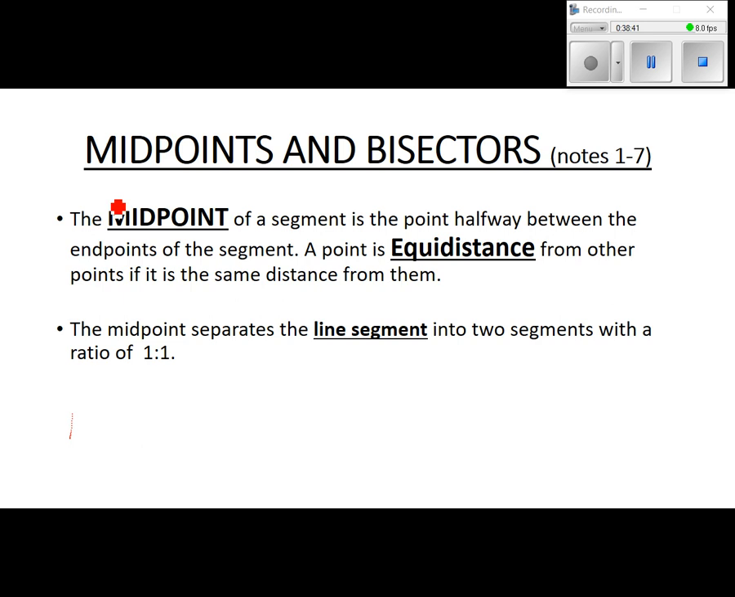Fill in what you need to fill in on this. Midpoints and bisectors, a couple more definitions that we're going to be using for the entire year. You've got to know what they are.